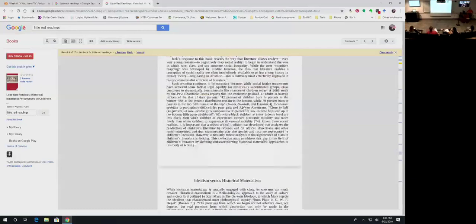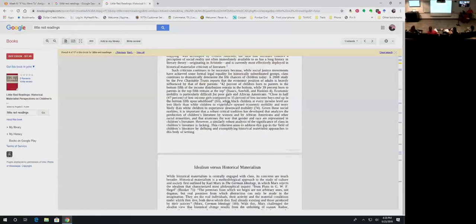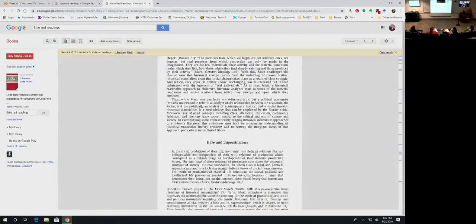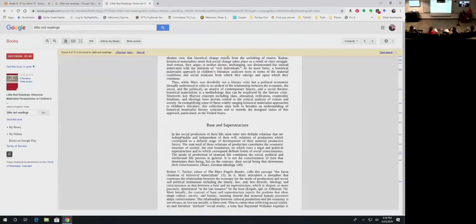And then she continues with why this kind of reading is important. And this is all separated out. So here with base and superstructure, these are the basics of Marxism. She's setting the foundation, saying that here's what you need to know about Marxism in order to be able to read the rest of these, because they're not going to give you all that information. So she provides an overview of base and superstructure.